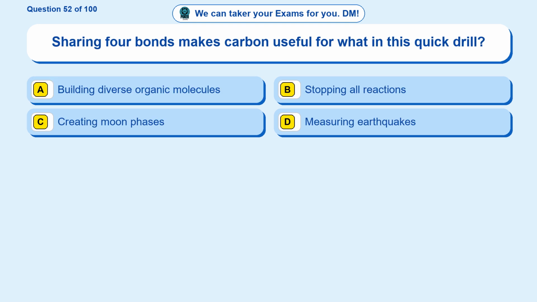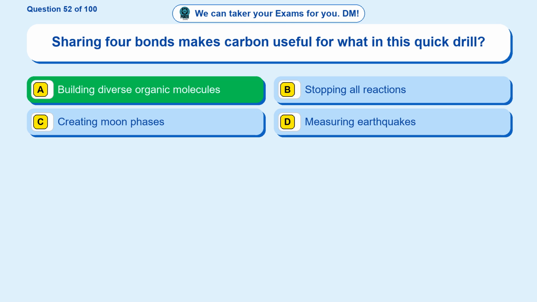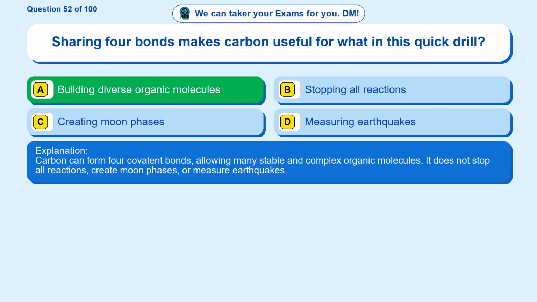Question 52. Sharing 4 bonds makes carbon useful for what in this quick drill? Option A, building diverse organic molecules. Option B, stopping all reactions. Option C, creating moon phases. Option D, measuring earthquakes. The correct answer is option A. Building diverse organic molecules. Carbon can form 4 covalent bonds, allowing many stable and complex organic molecules. It does not stop all reactions, create moon phases, or measure earthquakes.